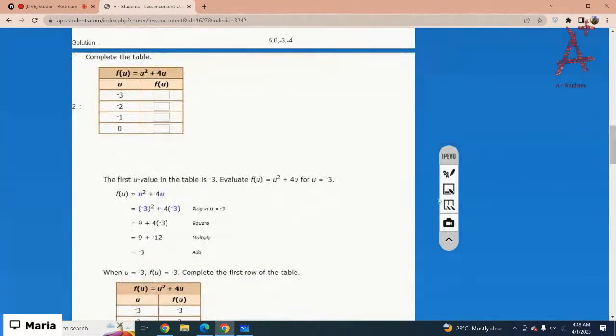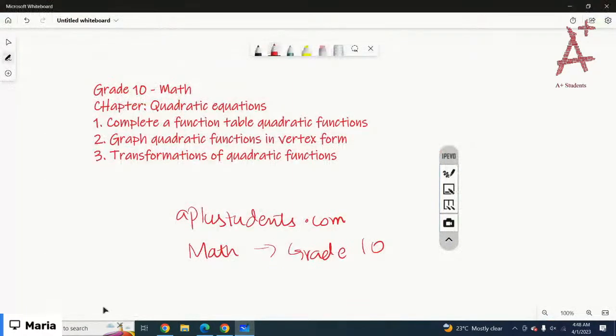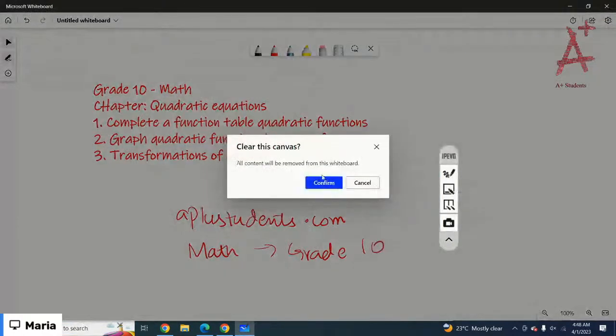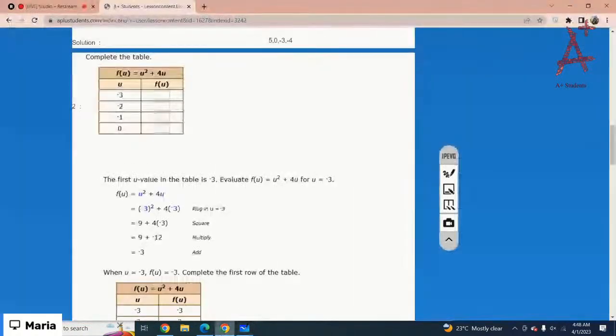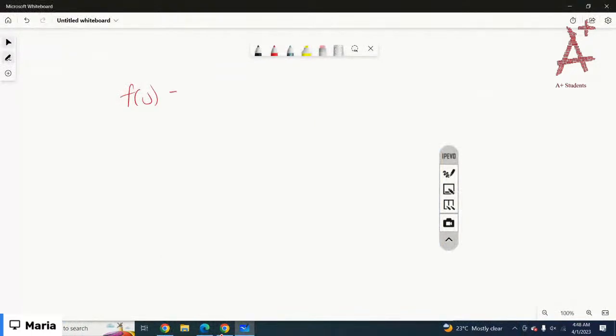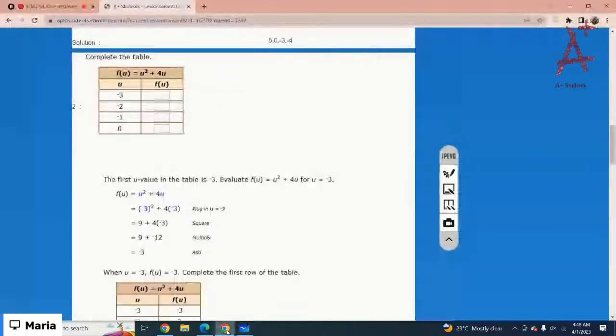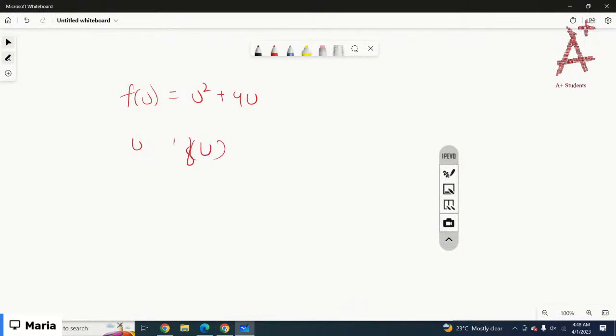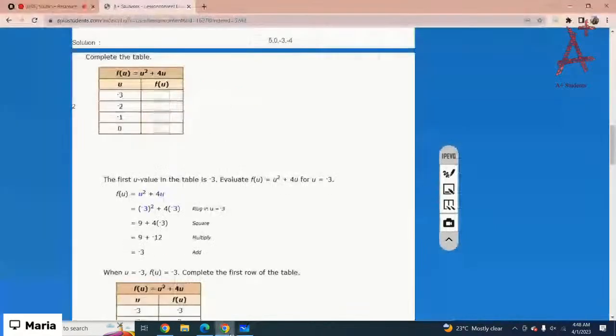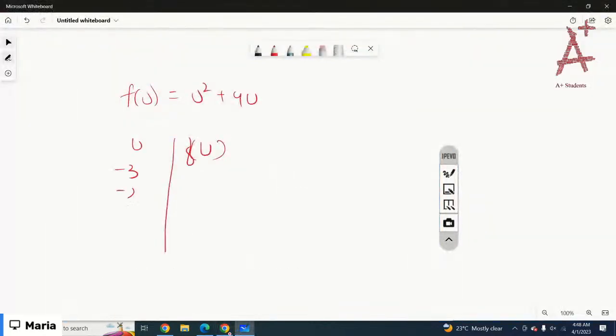Let's do the second one on the board. You have the function given, that is u square plus 4u. I think explaining an already solved question is very difficult. That's why I always prefer to solve and then explain. So you have u as negative 3, negative 2, negative 1 and 0. You have to calculate the f of u for these values. Let's start with the first value.